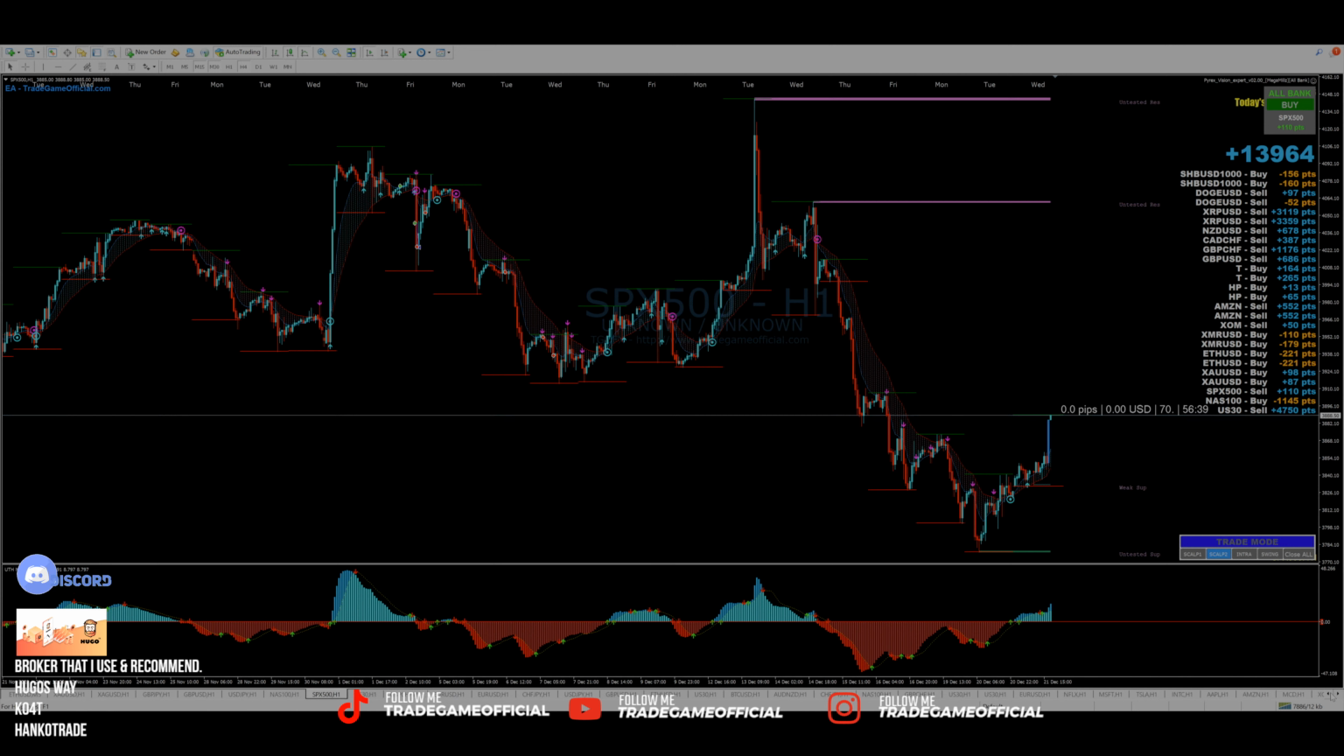I might not have it today. Audi USD, but I'm sure one of my MT4s has it. If not, I'll put it on. Audi USD. I don't think I do have that. I don't think so.